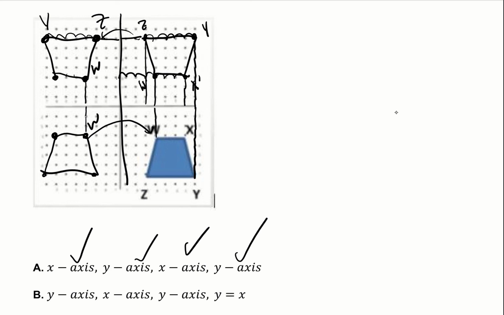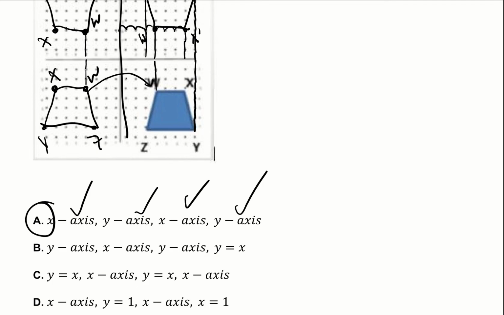So this is W. I forgot to label this. This is X, Y, and Z. And you can see that it'll overlap with itself if you flip it. So this is the correct response.